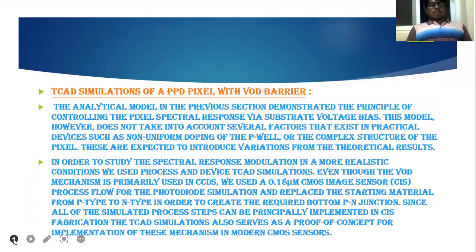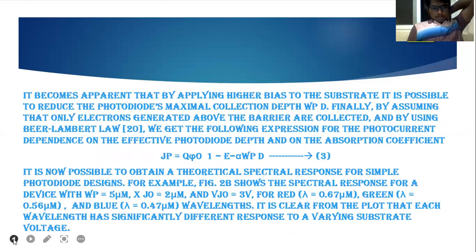We go to the next slide. It becomes apparent that by applying higher bias to the substrate, it is possible to reduce the photodiode's maximum collection depth, defined by assuming that only electrons injected into the barrier are collected. By using the Lambert law, we get the following expression for the photocurrent, which depends on the effective diode depth and on the absorption coefficient.